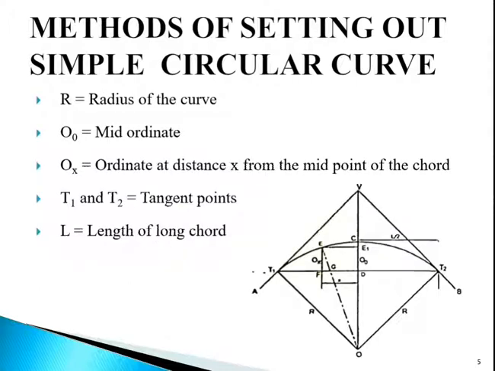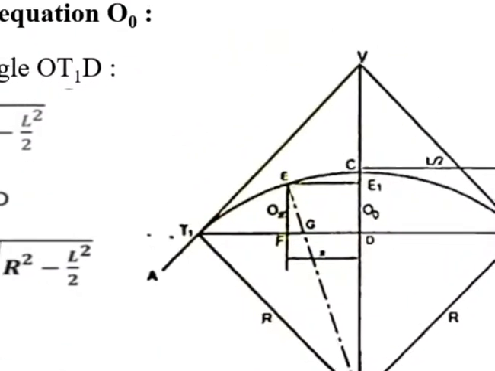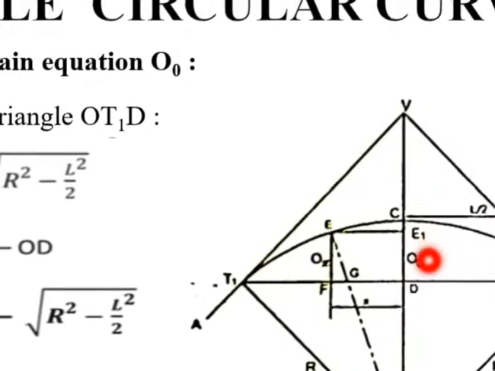We have already seen the figure. So R is equal to the radius of the curve, O0 is equal to the mid ordinate, OX is equal to the ordinate at distance x from the midpoint of the chord. T1 and T2 are the tangent points and L is the length of the long chord.